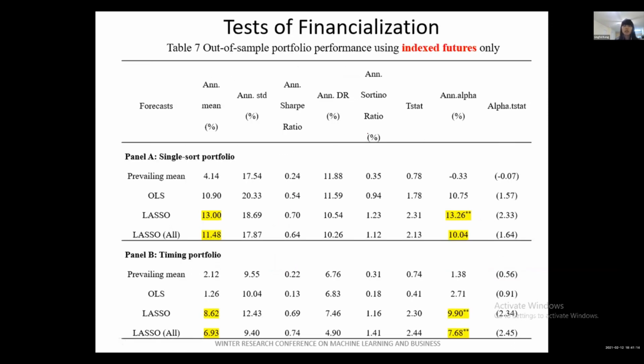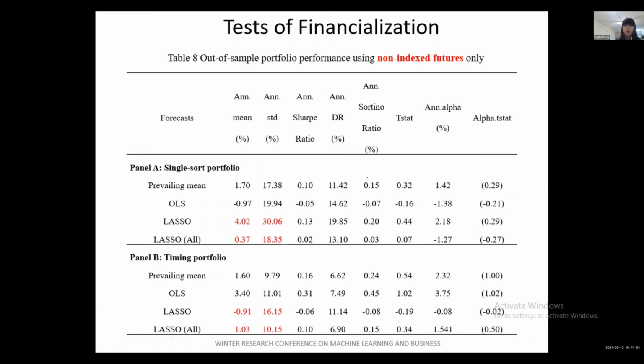Next, we try to see whether index trading or financialization indeed causes the predictability. So in table 7, we redo the out-of-sample analysis based on indexed futures only. And we find that the Lasso portfolios still perform very well in the indexed futures. When we use non-indexed futures, we find that the performance of the Lasso portfolios disappears.